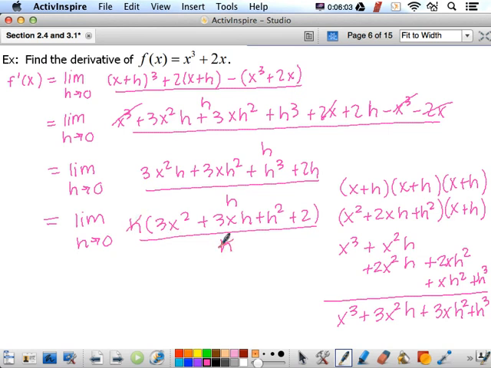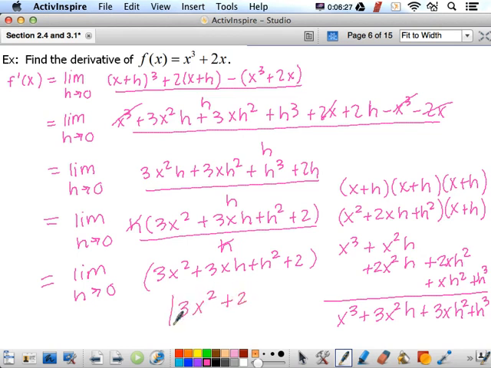That leaves us with a difference quotient of 3x squared plus 3xh plus h squared plus 2. If I apply the limit as h approaches 0 to that difference quotient, and I let all my h's go to 0, what do I get? 3x squared plus 2. So all of that work for a derivative of 3x squared plus 2.